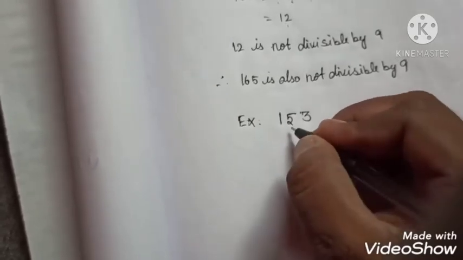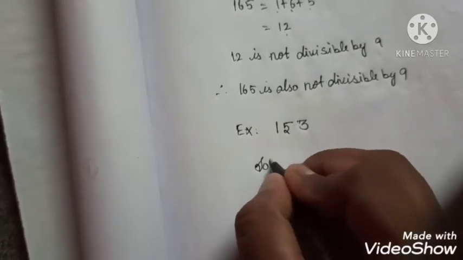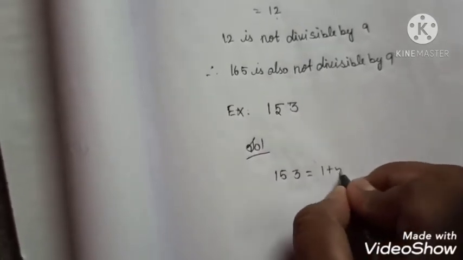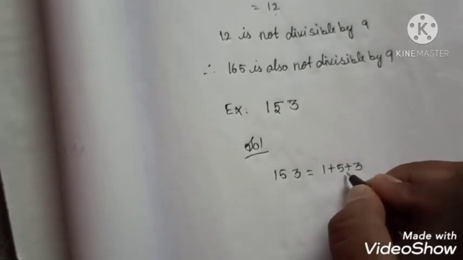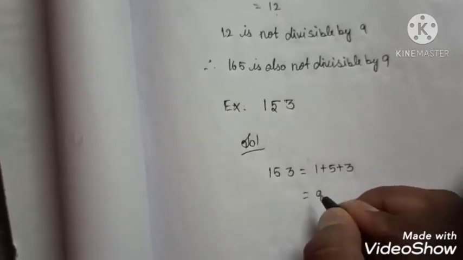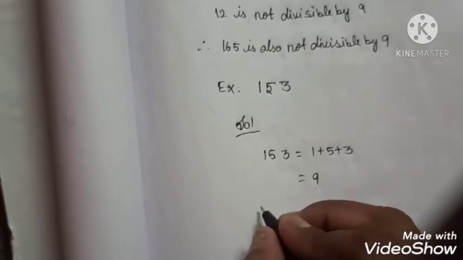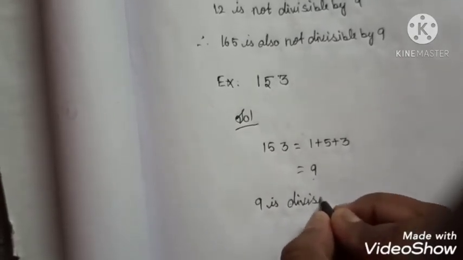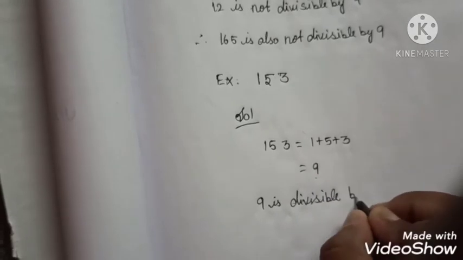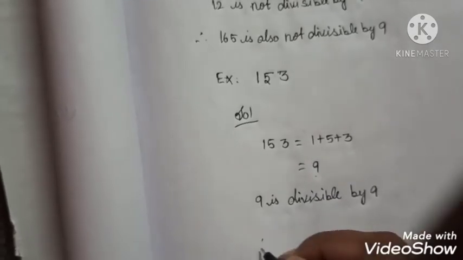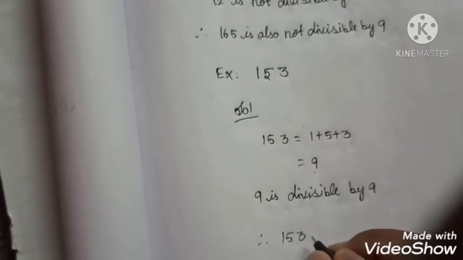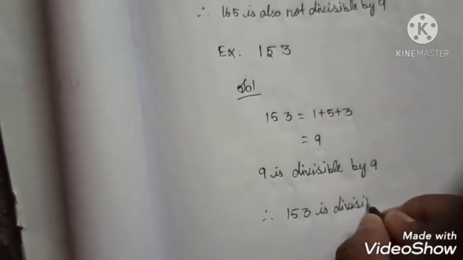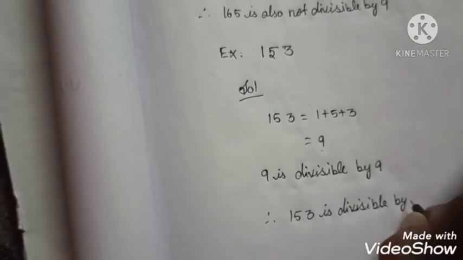Next I check another example. Three, 153. So the solution: 153, 1 plus 5 plus 3, which is equal to 9. So 9 is divisible by 9, you know that. Therefore 153 is divisible by 9.